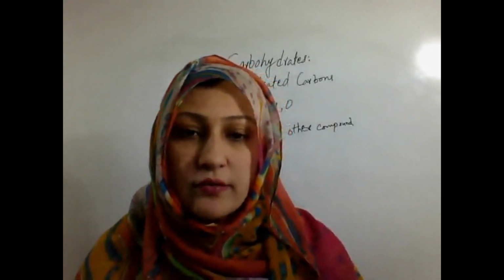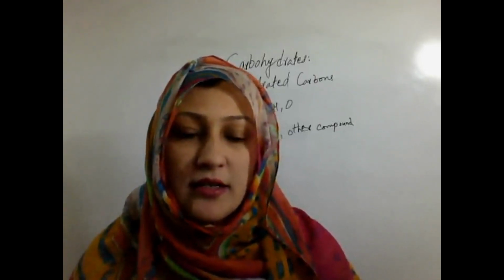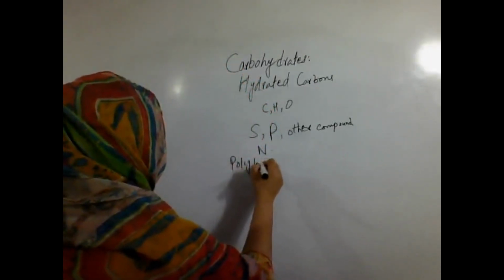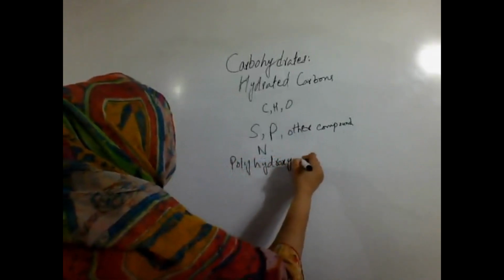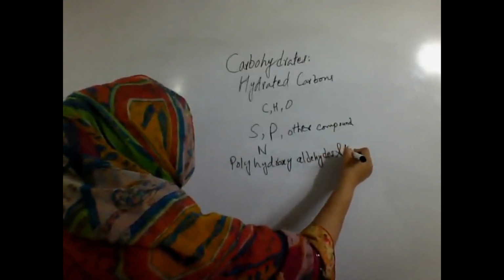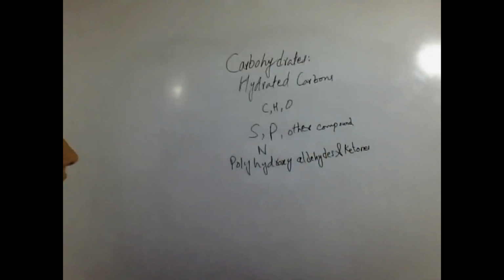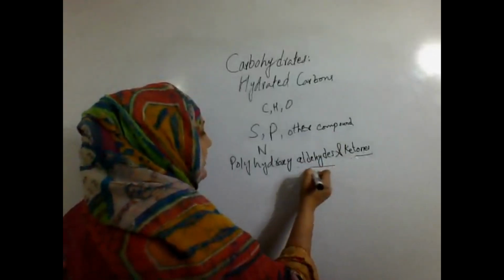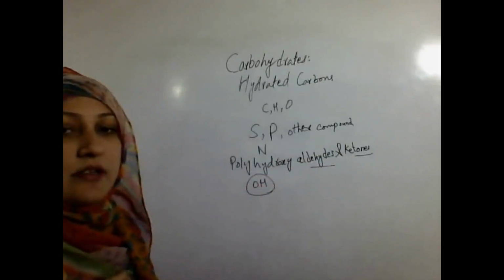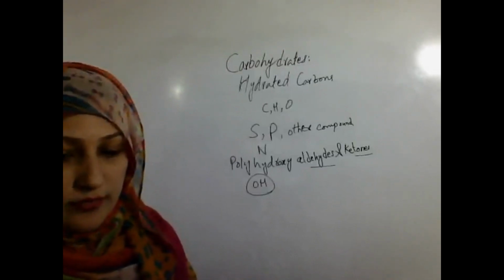The actual definition of carbohydrates is polyhydroxyaldehydes or polyhydroxyketones. They contain aldehyde and ketone functional groups, and hydroxyl groups are also present in their structure. That's why they are called polyhydroxyaldehydes or ketones.